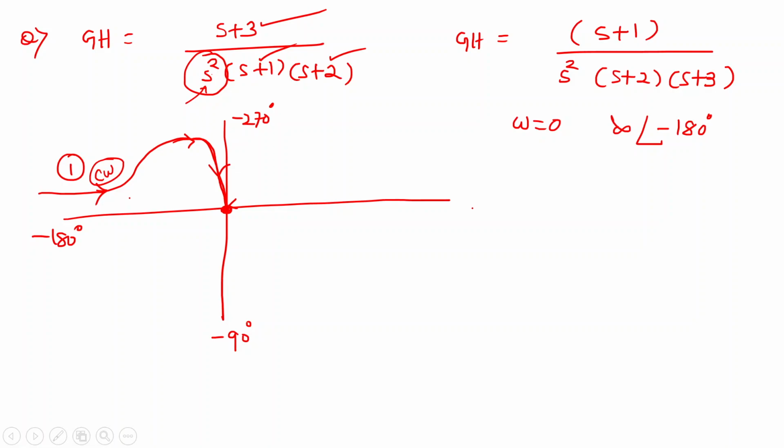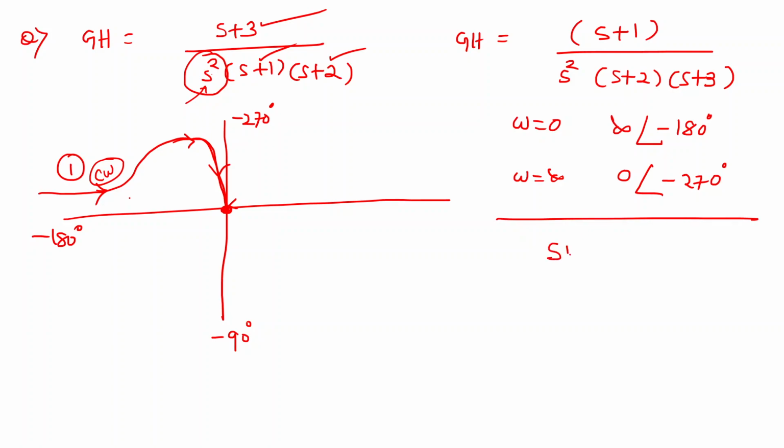Yes, sir. But first of all, you have to tell me what omega equal to. Go step by step, sir. 4 steps I told you. First of all, you find out omega equal to 0. What is the magnitude and the angle? Magnitude is infinity. Yes, sir. And angle is minus 180 because there are two poles at origin. At omega equal to infinity, the magnitude will be 0. 1 by infinity is 0. So the angle should be how much? Again, minus 270, right? Yes, sir.